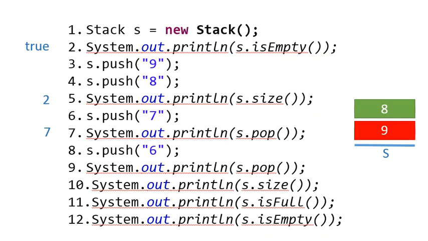All right, so the next thing that happens is it tells us to push 6. So then we'd add 6 to the top of the stack. Then we pop, so 6 comes right back off. Then we have s.size. Well, it's 2. I can see that I've got 8 and 9 there. And is it full? Well, no, because we actually added more things, so no, it's not full. And is it empty? Well, it doesn't look like it. There's 2 things in it.